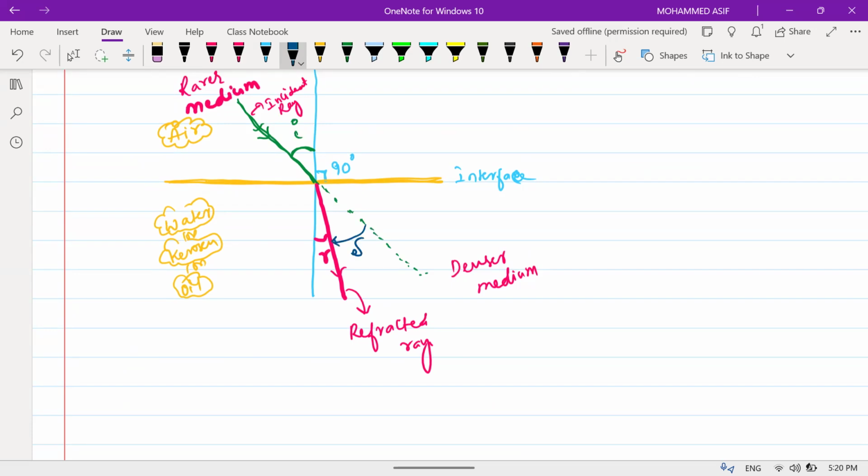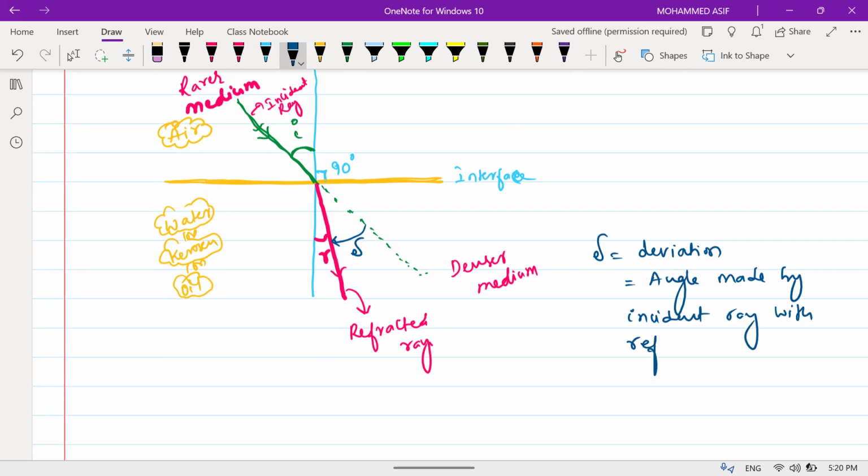So what is delta? Delta is known as deviation. What do you mean by deviation? The angle made by your incident ray with your refracted ray is called deviation. Clear?